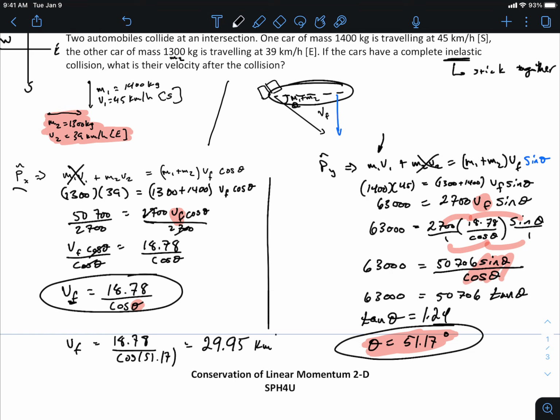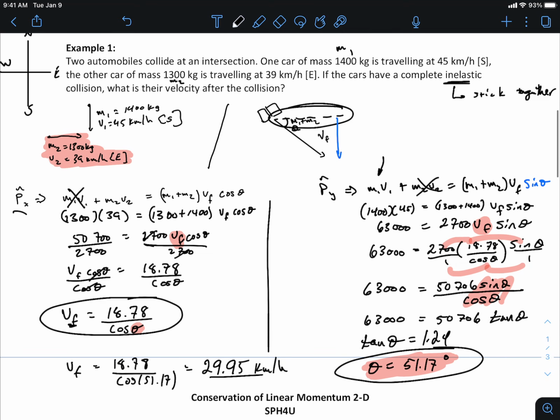And that's going to be kilometers per hour. All right, so all we have to do now, I'm going to use this little space up here. We just got to write out our final velocity vector. We know that Vf, the magnitude of the velocity, is going to be 29.95 kilometers per hour. And then the car was traveling east 51.17 degrees south. And that's your answer.